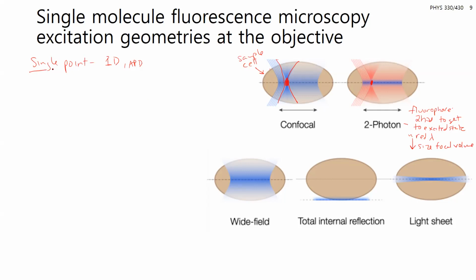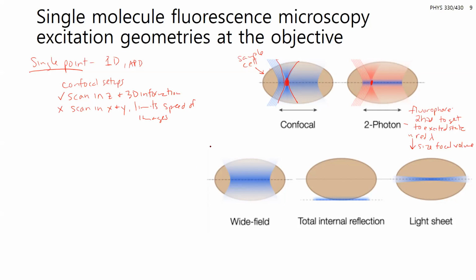But a benefit you'll see with confocal setups is that you can scan in Z and get 3D information. So that's the benefit of doing single point confocal single molecule detection. A drawback of this is you have to scan in X and Y. So that limits the speed of images.